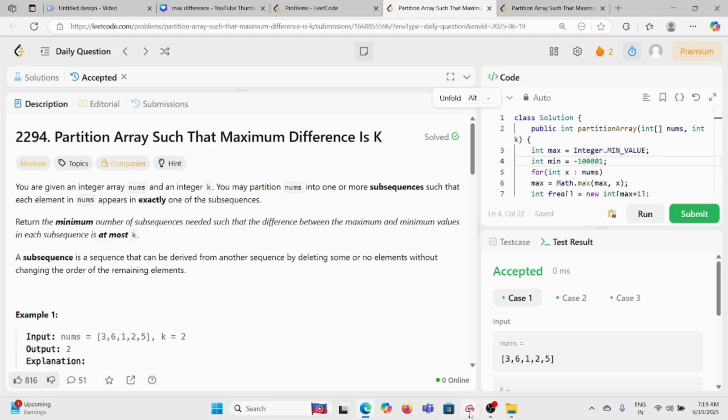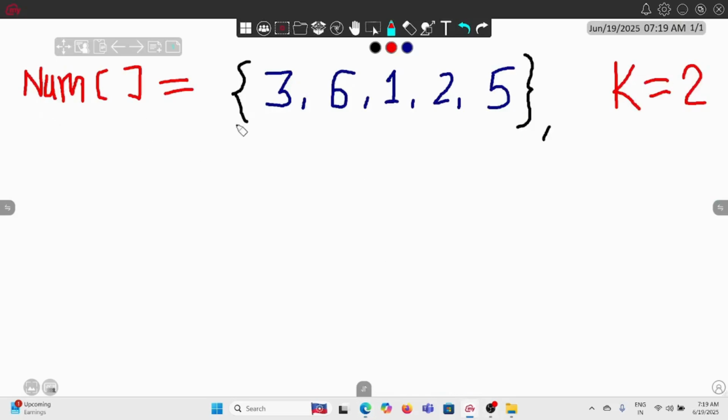So we can understand it like this. For example, this is our nums and k is given as 2. Now we have to find how many subsequences there are such that if we take any two elements, the difference should not go more than 2. It should be up to 2. So k is the value here.